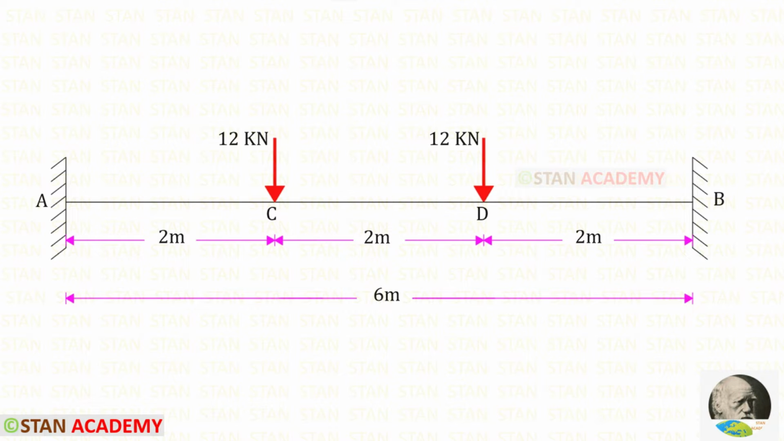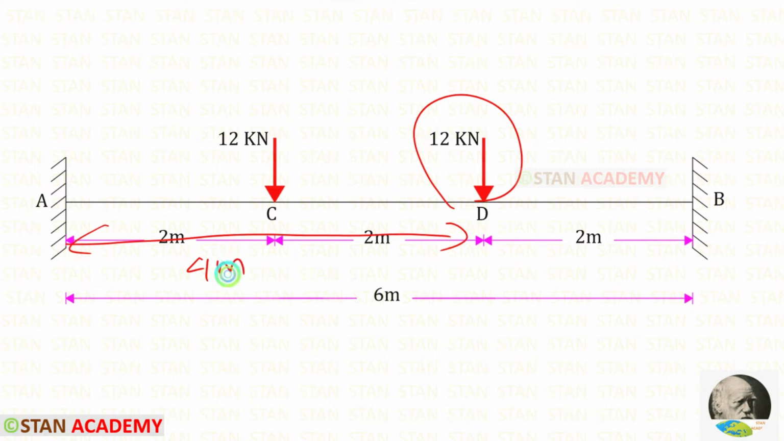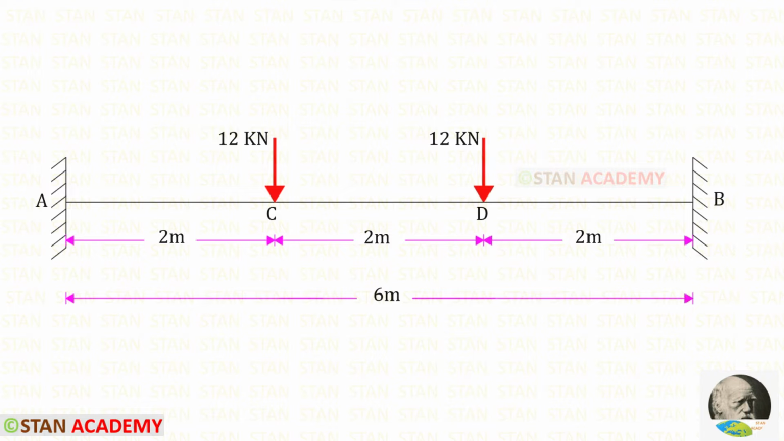In this beam there are 2 point loads. Both of them are having the same magnitude, 12 kilonewton. This load is acting at the distance of 2 meter from the point A and this load is acting at the distance of 4 meter from the point A. In this beam, we have symmetrical loading. The total length of the beam is 6 meter.